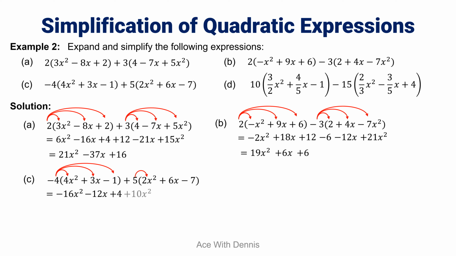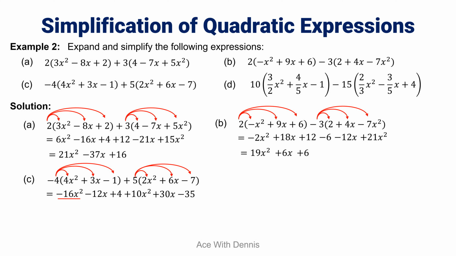Followed by 5 times 2x squared, we have 10x squared. 5 times 6x, we have plus 30x. And 5 times negative 7, we have negative 35. So next thing, group the like terms together.